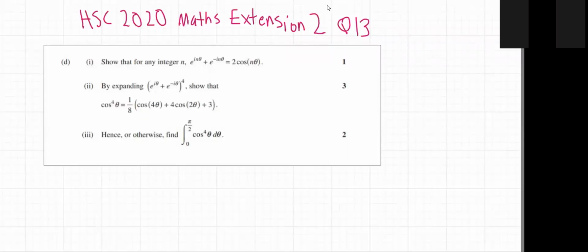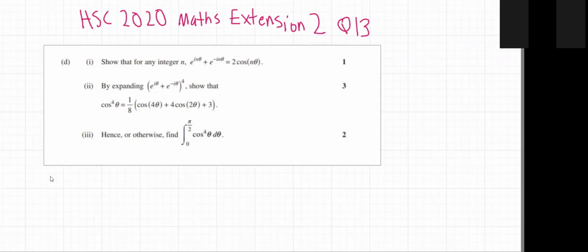Hello, today we'll be solving a question from the 2020 New South Wales, Australia Maths Extension 2 exam. It's a complex numbers question, and it's question 13 in the paper. So let's have a look at the first part, which is part I.